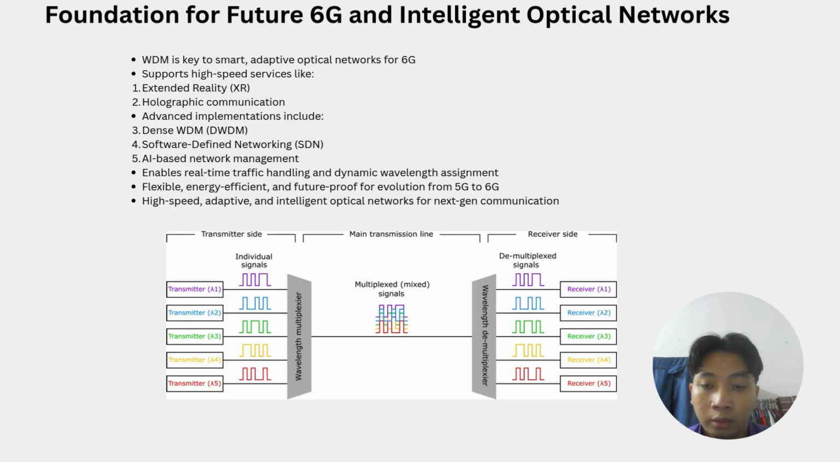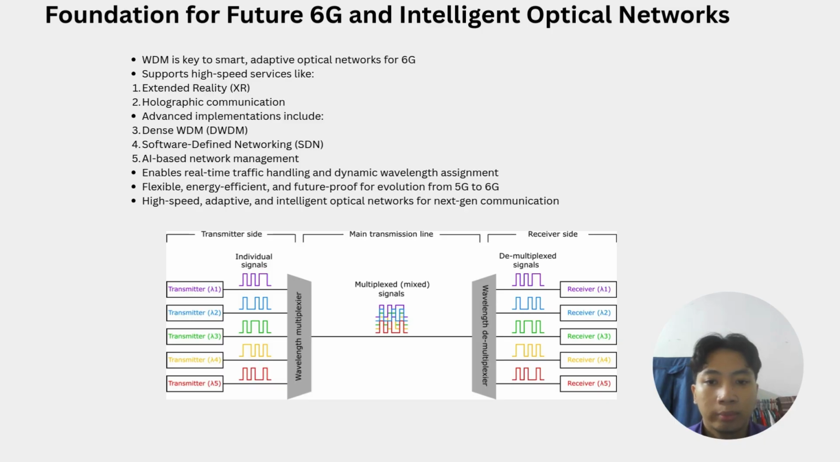Next is the last part of application insight, which is the foundation for future 6G and intelligent optical networks. WDM is key to smart adaptive optical networks for 5G and 6G, which support high-speed services like extended reality, holographic communication. Its advanced implementations include dense WDM (DWDM), software-defined networking (SDN), and AI-based network management.